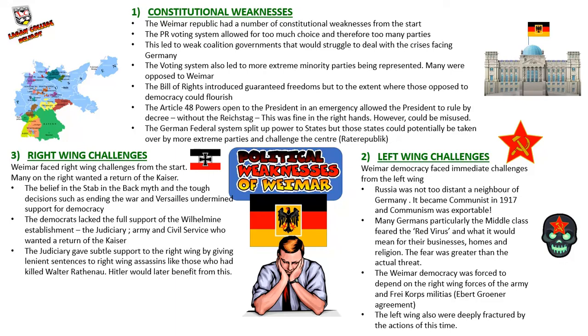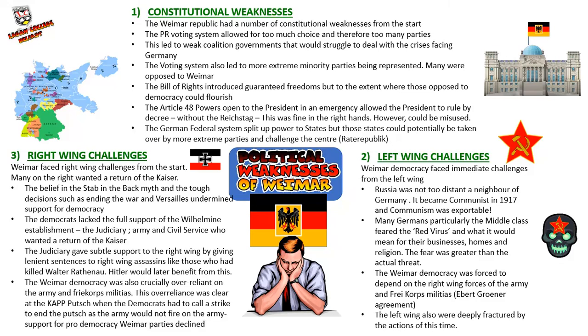The judiciary, for example, gave subtle support to the right wing because there were a number of assassinations going on throughout the early 1920s, up to 300. One of those was Walter Rathenau, who was assassinated. He was a very famous politician. Whenever those right-wing assassins went up for trial, they were given very lenient sentences. Hitler also would later benefit from this himself, by being given just 9 months in jail in the end. So this undermined democracy itself.